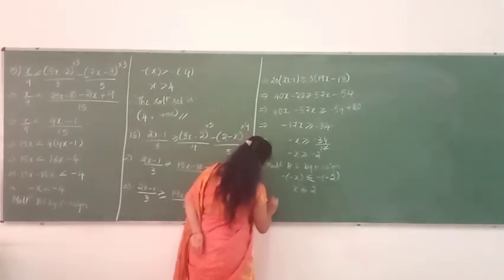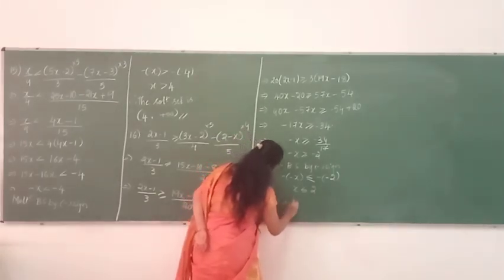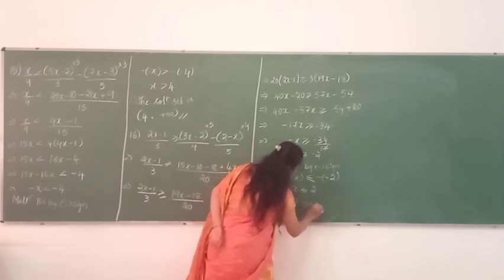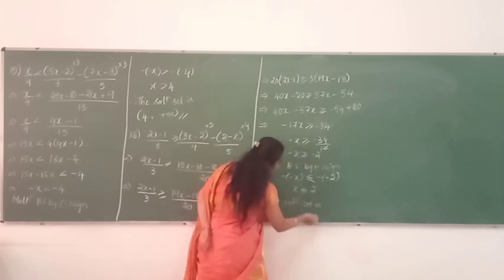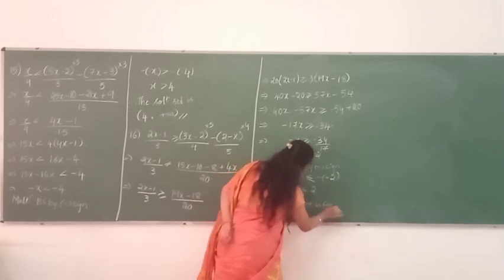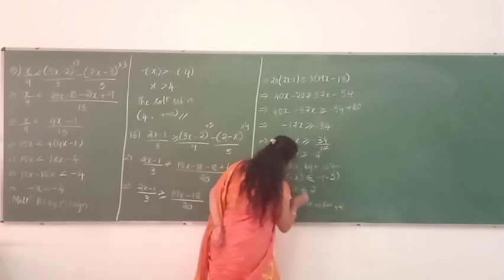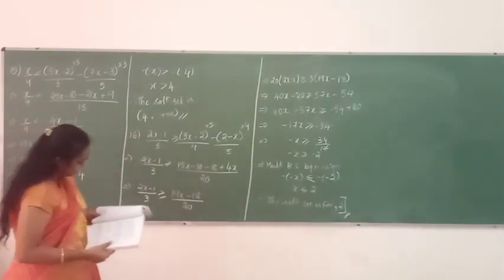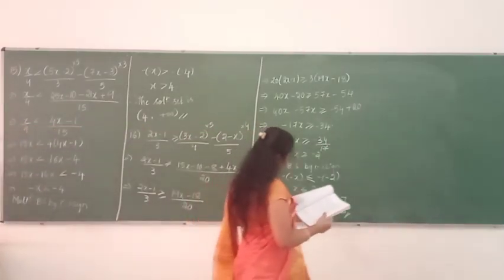Therefore, the solution set is, as it is less than, it will be moving towards minus infinity comma 2. Less than or equal to means it will be closed. The 18th I have already solved in the previous video, so I will just go on with the 18th one.